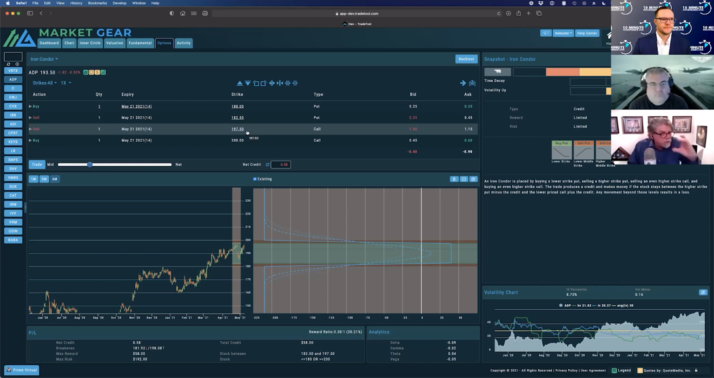In this case, $2.50. You want that to be as narrow as possible, and you want the body part, the center strikes that you're selling, to be as wide as possible. That's going to help increase your odds and at the same time reduce your risk. And so that's really what you want to try to go for there.